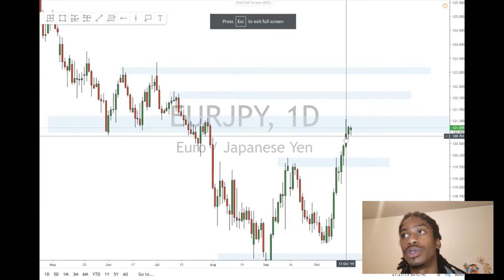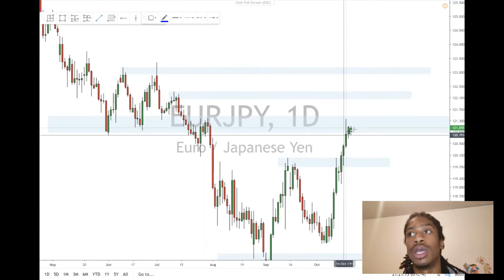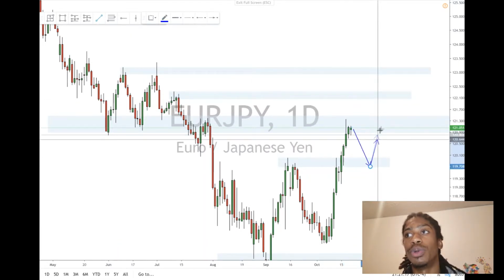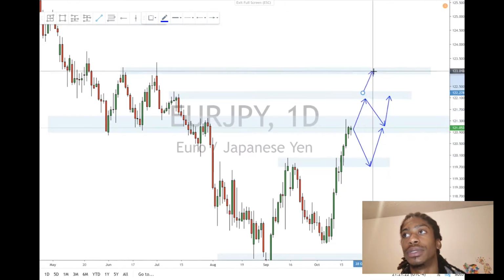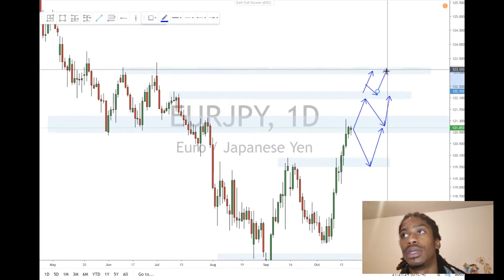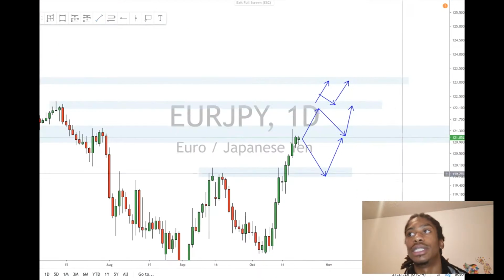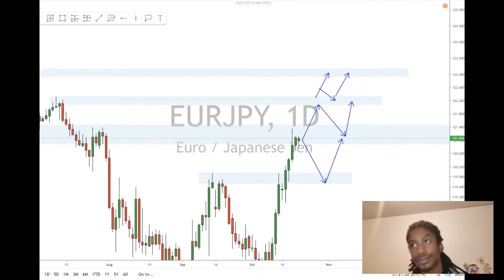So our few options are a retest of this support, back up, just like this. Something along the lines of these. Shows you how price will react to these support and resistance areas, so you can capitalize on these from the lower time frames.